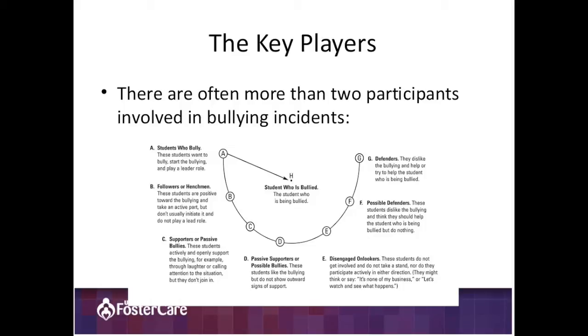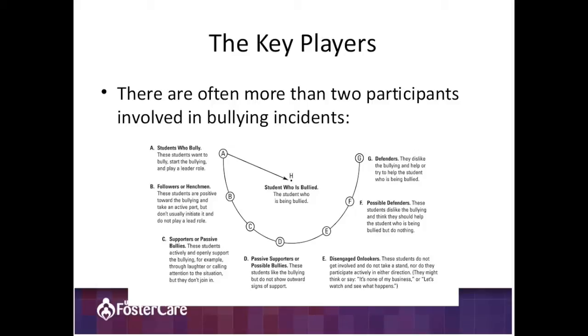So, A on this diagram talks about the students who bully. These are the students that want to bully, and they start the bullying and play the leader role. They're usually the ones that we associate with bullying. If we're talking about our previous understanding of there being just a bully and a victim, the bully in our mind would fall under this A category. They're going to be the primary aggressor and the one who leads the majority of the aggression against the victim in bullying incidents.